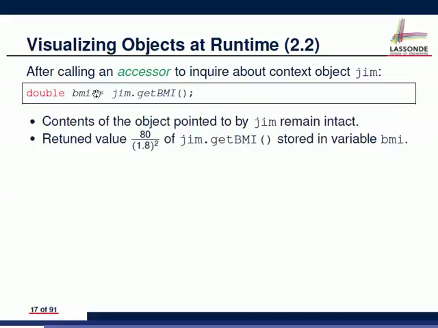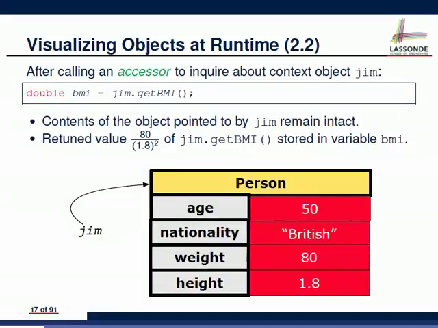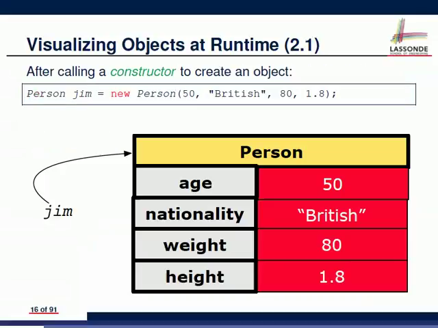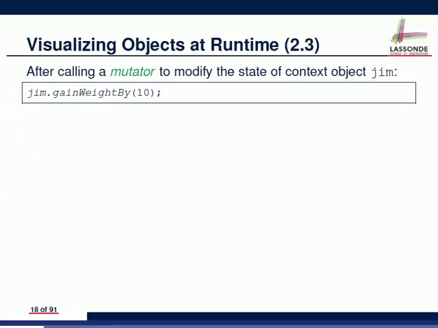So you can read it through. The same idea. You can see that basically the object I show over here is exactly the same object as I show here, because when you say gym.getBMI, you do not modify any of the attribute values for gym. Let's get things more interesting.